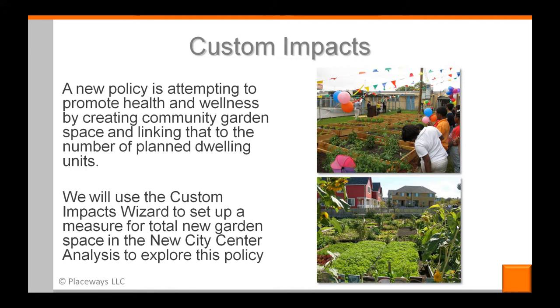To show you the Custom Impacts Wizard, we'll set you up with a little situation. In this situation, a new policy is attempting to promote health and wellness by creating community garden space and linking that to the number of planned dwelling units. We will use the Custom Impacts Wizard to set up a measure for total new garden space using our new city center analysis to explore the implications of this policy.